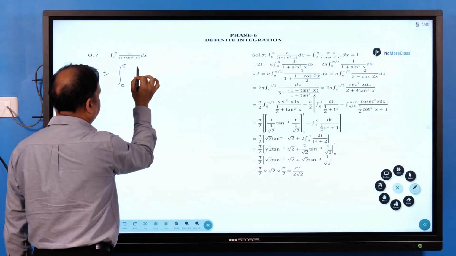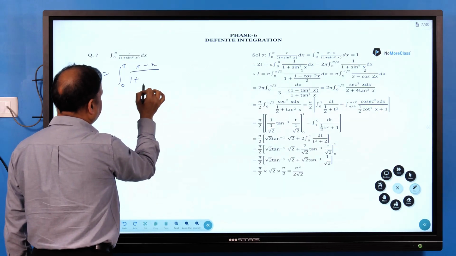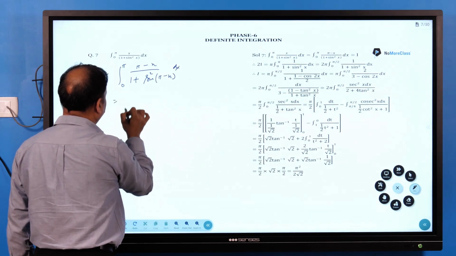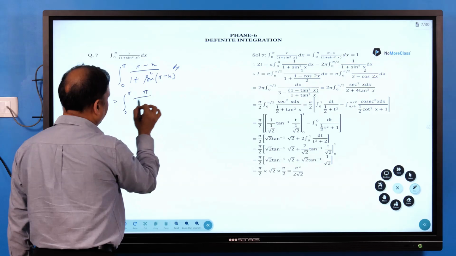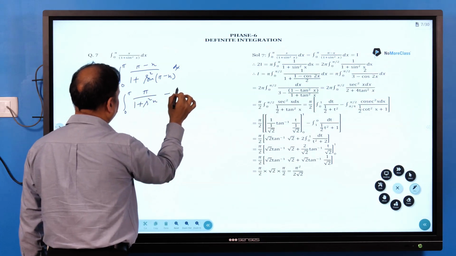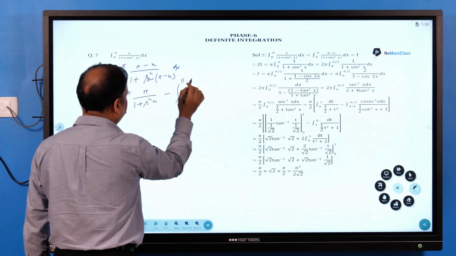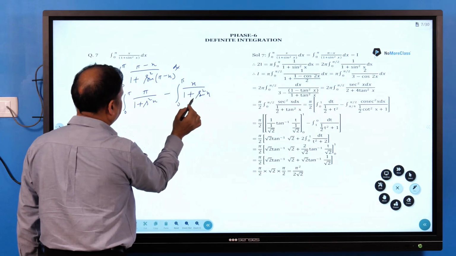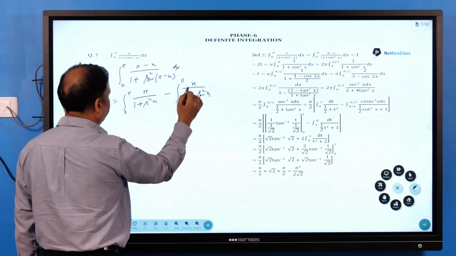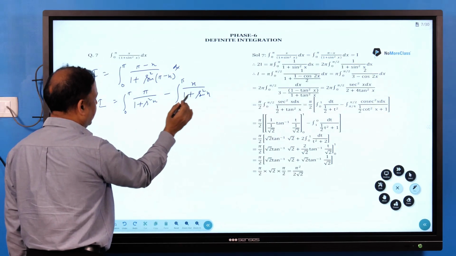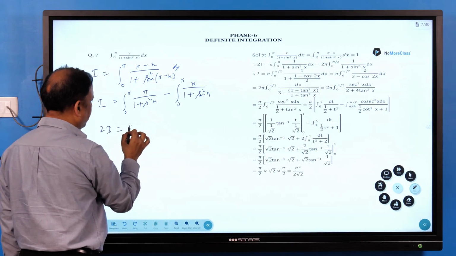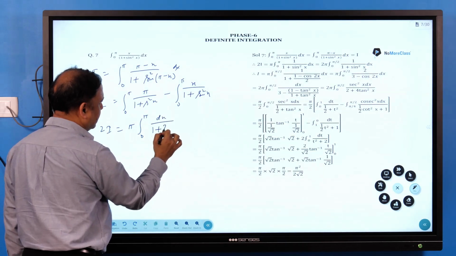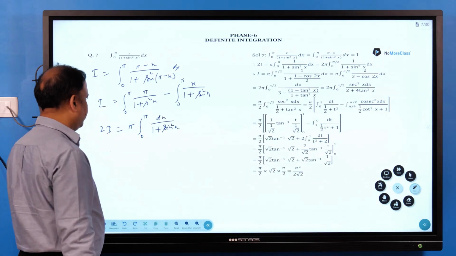A plus b is pi, so pi minus x upon 1 plus sine square of pi minus x dx. So this will be the integral 0 to pi of pi upon 1 plus sine square x, minus the integral 0 to pi, split from here, of x upon 1 plus sine square x. This and this are the same, so I will transfer this to the other side also as I. This is also I, so it will become 2I. So 2I is equal to pi times the integral 0 to pi dx upon 1 plus sine square x.